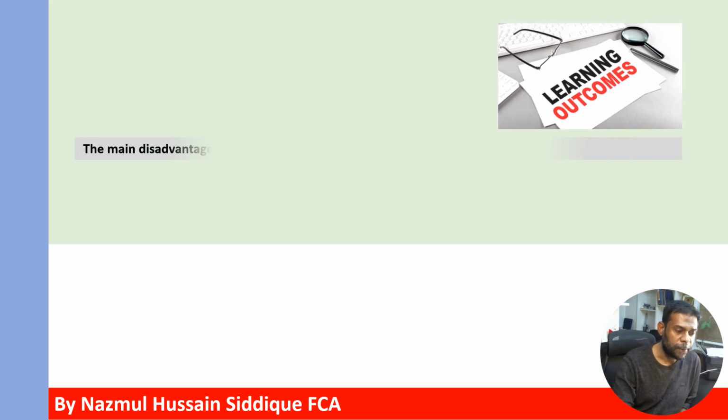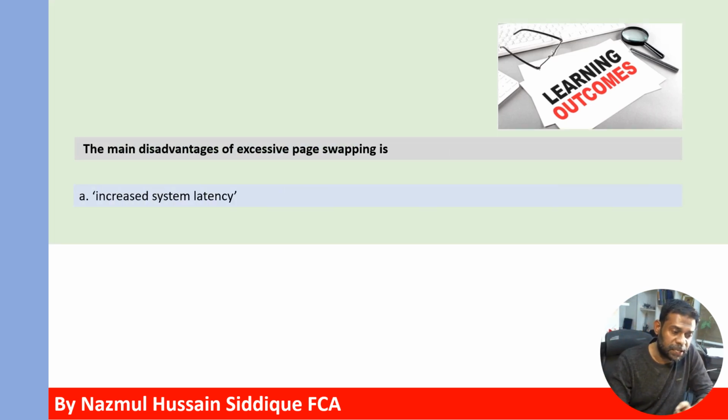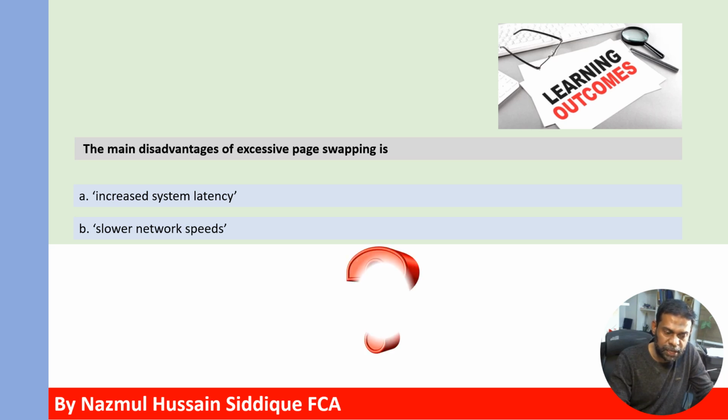Next question. The main disadvantage of excessive page swapping is increased system latency or slower network speeds. Which one is the correct answer? The correct answer is A. The main disadvantage of excessive page swapping is increased system latency.